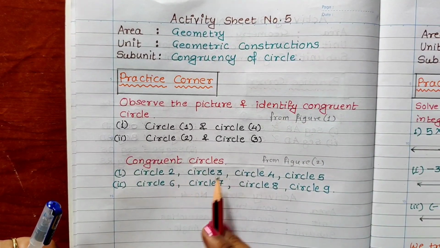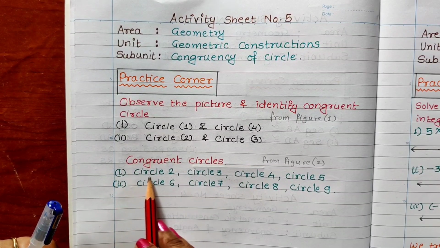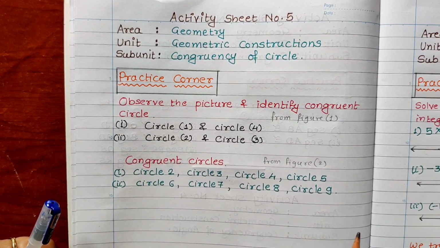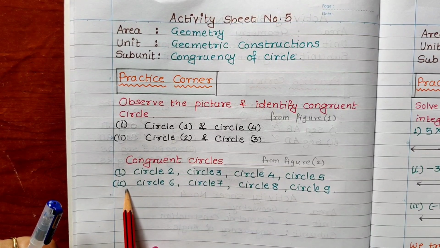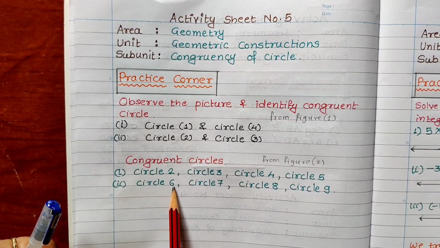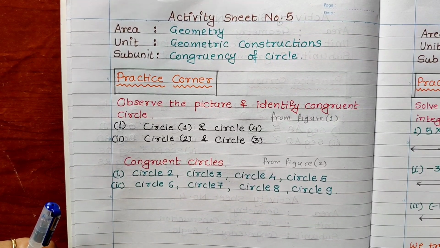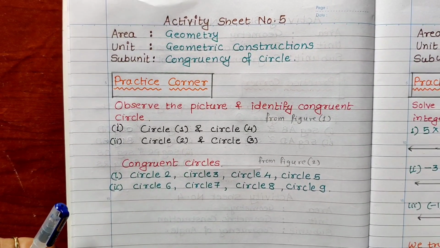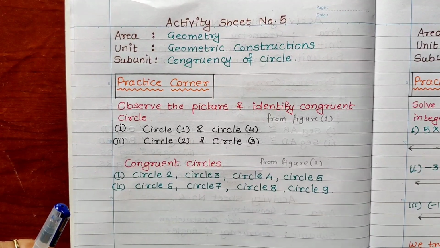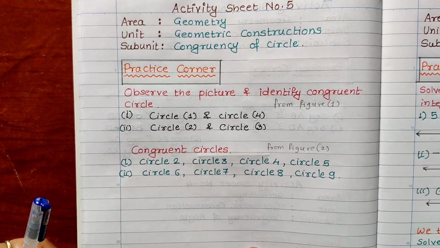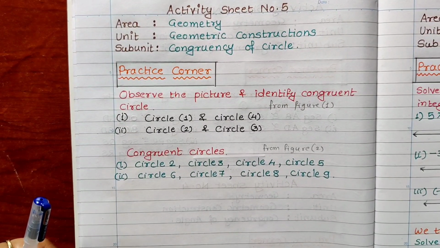And from figure 2, we have to write the congruent circles. In the first we have to write circles 2, 3, 4 and 5. These 4 circles are congruent with each other, and in the second one we have to write circle numbers 6, 7, 8 and 9. These 4 circles are congruent with each other. In this way you have to write activity sheet number 5 from the figure. If you want you can take a screenshot of this and then write it in your notebook.